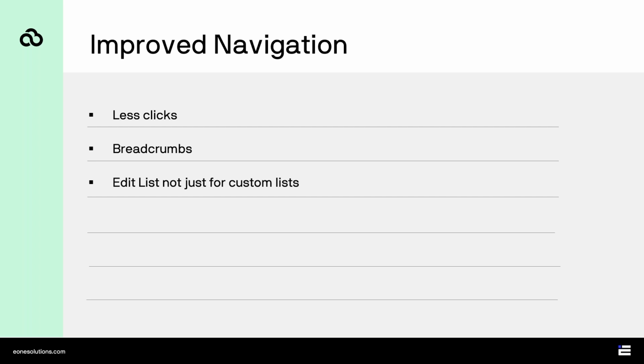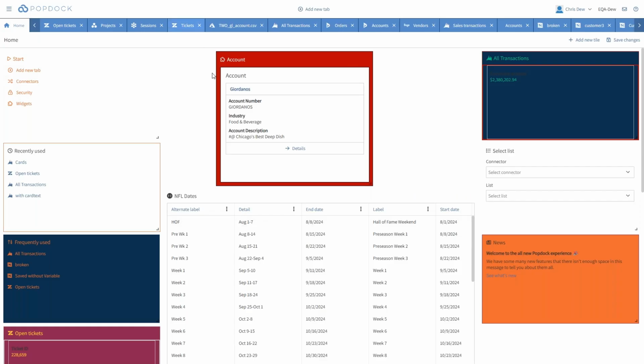And one of the key things, I might actually start with this, is that when we hit edit list on the main page, it doesn't just bring you back if it's a custom list. We've actually added this for every list in the system so that you can get right to what you want to see. So let's go take a look at that.